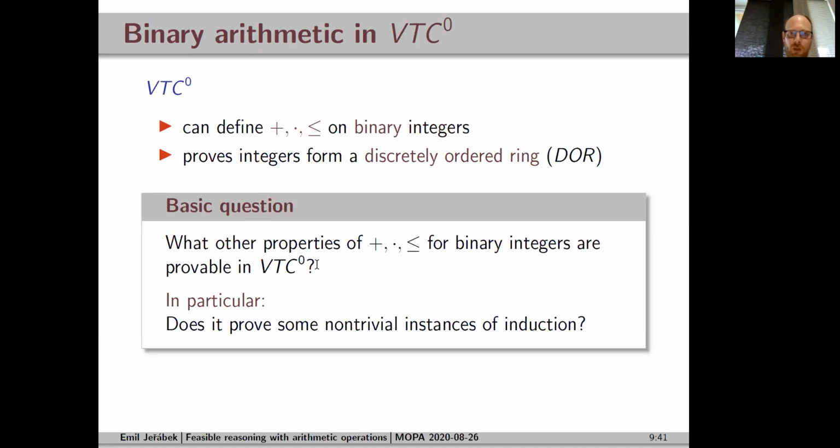So what can we do about the elementary arithmetic operations in this theory? We can define addition, multiplication, and ordering on the binary integers, and we can prove that they satisfy some basic axioms. In fact, they satisfy the axioms of discretely ordered rings, so they are reasonably well behaved. But a priori, we do not have any induction for them, for example.